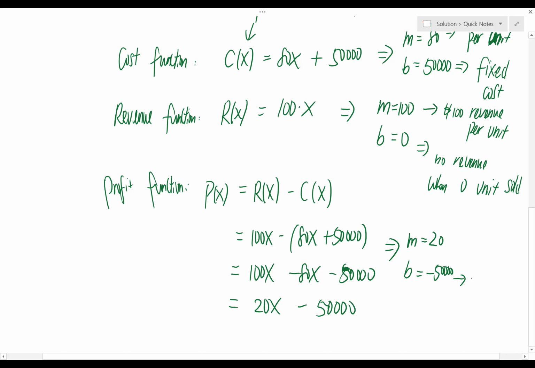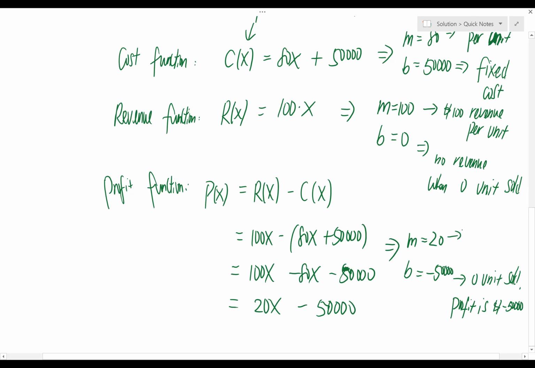So when 0 units are sold, the profit is negative 50,000, right? They have a loss of $50,000. You're right, because of the fixed costs, right? Right here, fixed cost, 50,000. It's always going to be there, like the salary of the employee and the rent. No matter how many units you sell, it's going to be there. Especially when 0 units are sold, you definitely have a 50,000 loss.